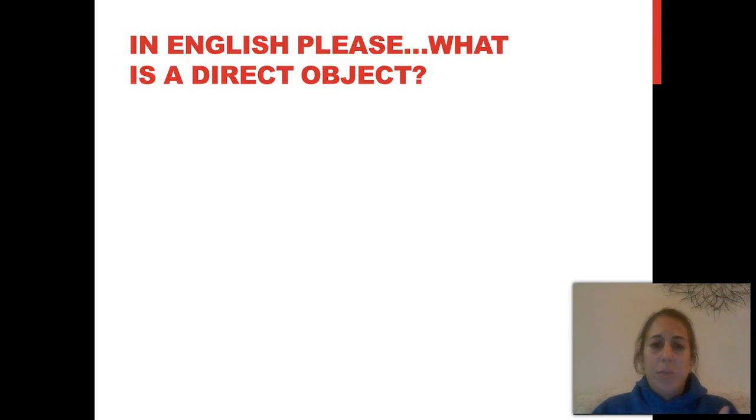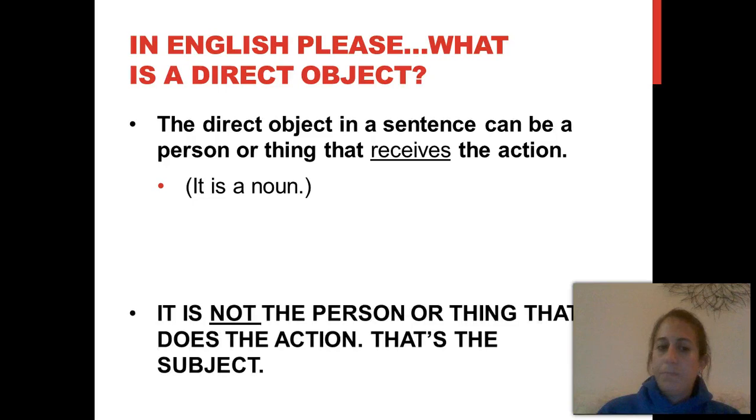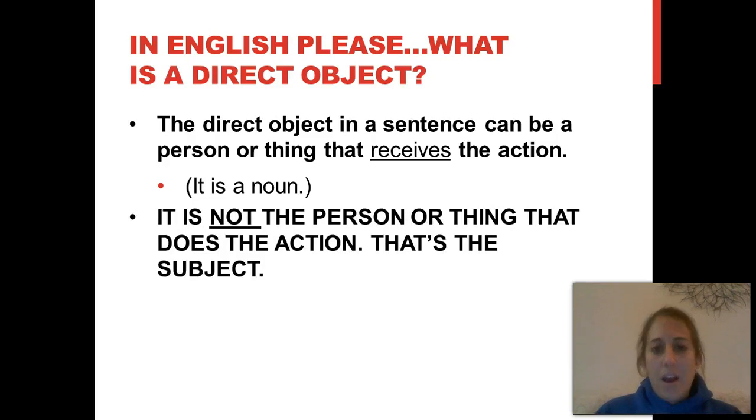Okay? In English, please. So the direct object in a sentence can be the person or thing that receives the action. So the key idea is that they receive the action. All right? Hint, it's going to be a noun, a person or a thing. It is not, I repeat, this is so important, it is not the person or thing that does the action. That's our subject. Okay? That's our subject. Let's look at an example, shall we?